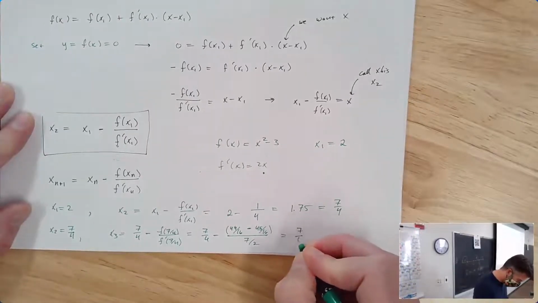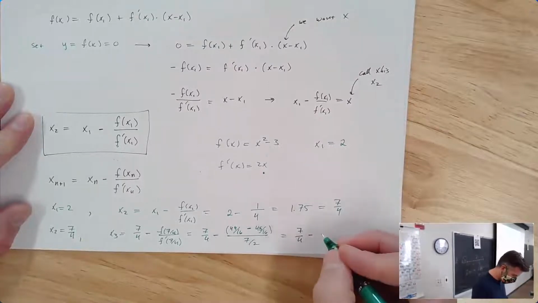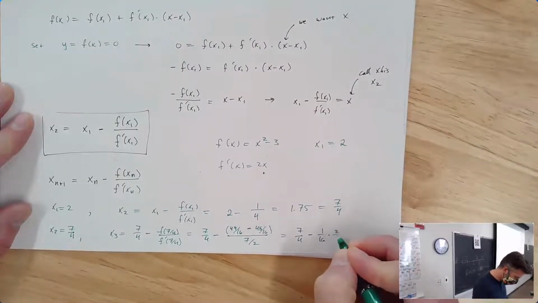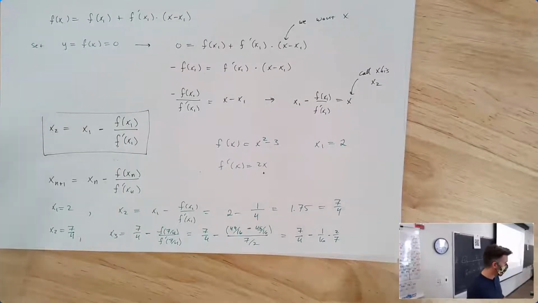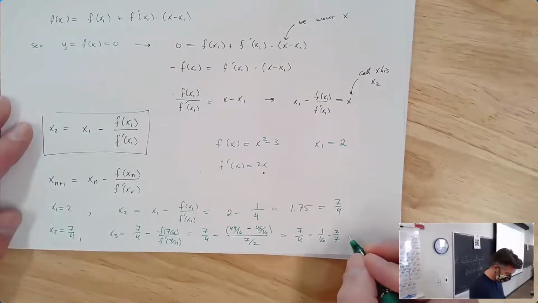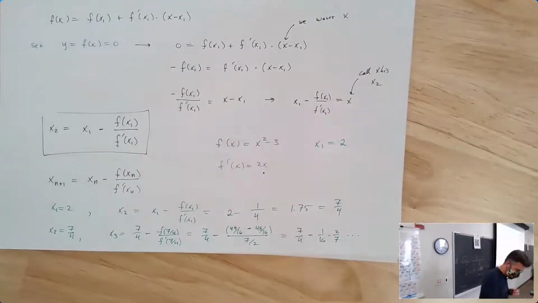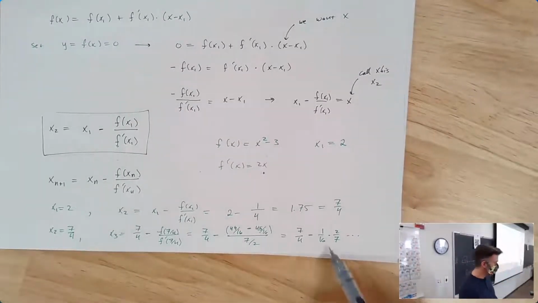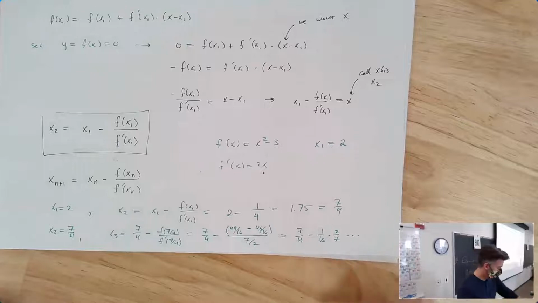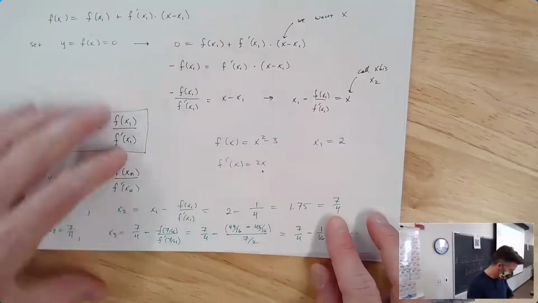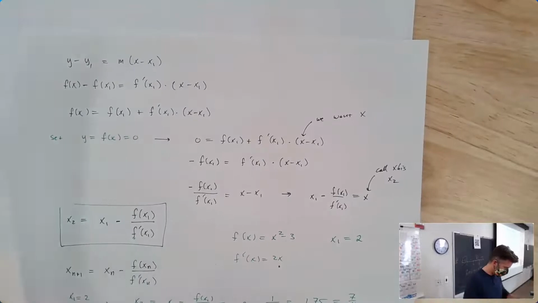That's going to be 7/4 minus 1/16 times 2/7, which is something that's gross, and I don't really want to simplify that. And then you can do it again and again and again. Let's look at one more example, maybe two more examples. But what I will point out is whatever this is, it's going to be even closer to the square root of 3.